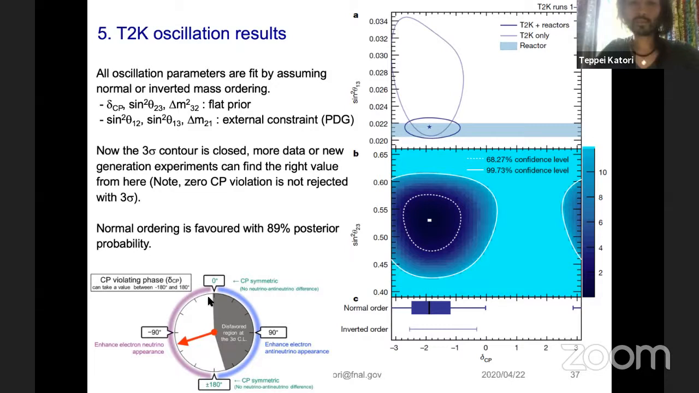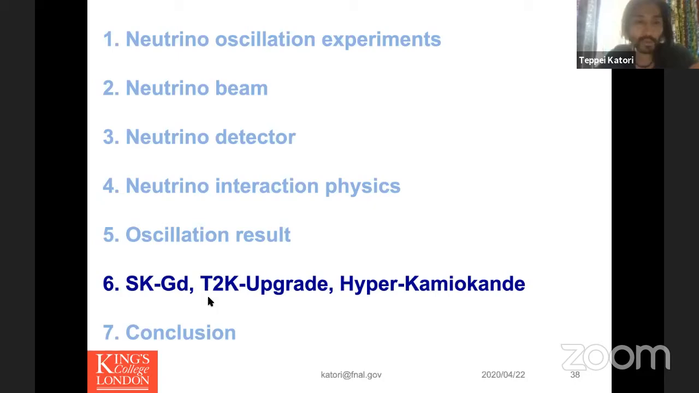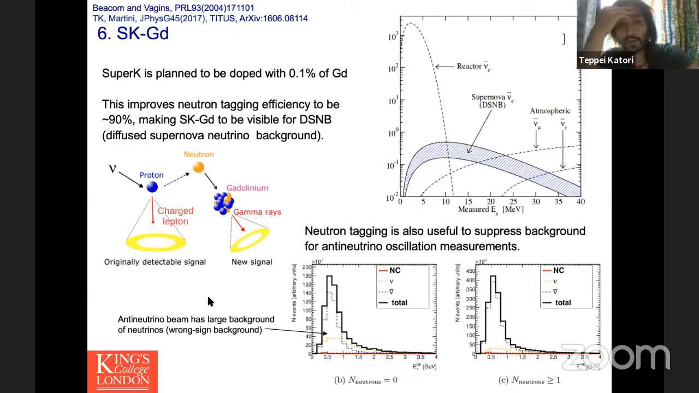And in my last few minutes, I want to talk about the future. The first thing is SK-Gd. So Super-Kamiokande is planned to be doped with 0.1% gadolinium. And the main purpose is that this gadolinium has a high cross section and a large Q value. So it is very sensitive to neutron capture. So basically Super-Kamiokande becomes visible for neutrons. And in this way, you can measure neutral current at low energy, especially for DSNB.